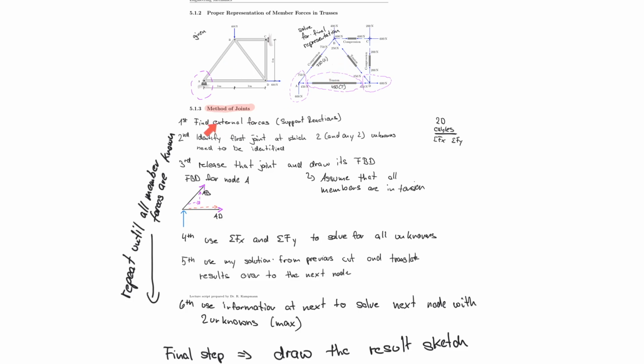And how do we get there is by following these steps and by using your sum of the forces in X and sum of the forces in Y. And everything in between is just to make our life easier to use these equations and to move on with the knowledge that we created through consecutively cutting our way through the system. And that is the procedure for the method of joints.